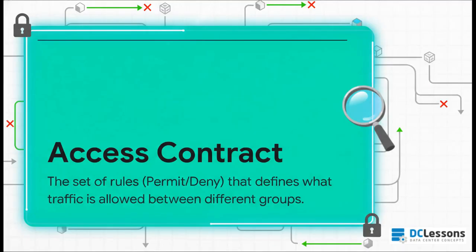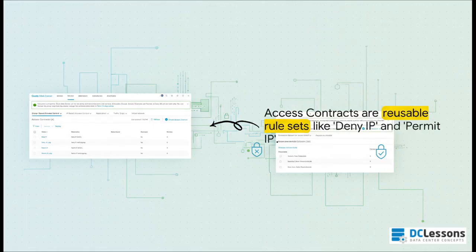Okay, so if the SGTs are the who, then access contracts are the what. A label on its own doesn't do anything, right? You need a rule book that says what that label means. And that's exactly what an access contract is. It's just a collection of rules, like a reusable access list that says what kind of traffic is allowed or not allowed. These contracts can be super simple, like you see here, a deny IP or permit IP. Or they can be incredibly specific, saying things like, allow web traffic on port 443, but nothing else. The main thing to remember is that they are reusable. You build them once, and you can apply them all over your policy matrix.